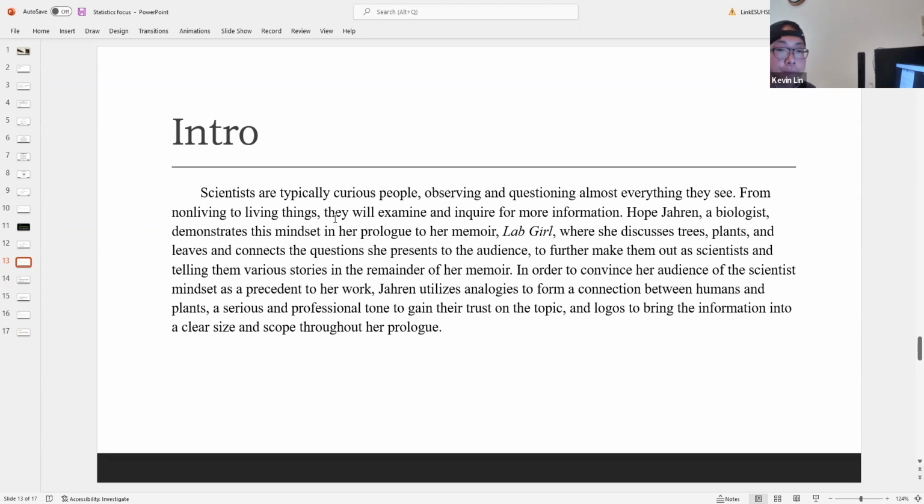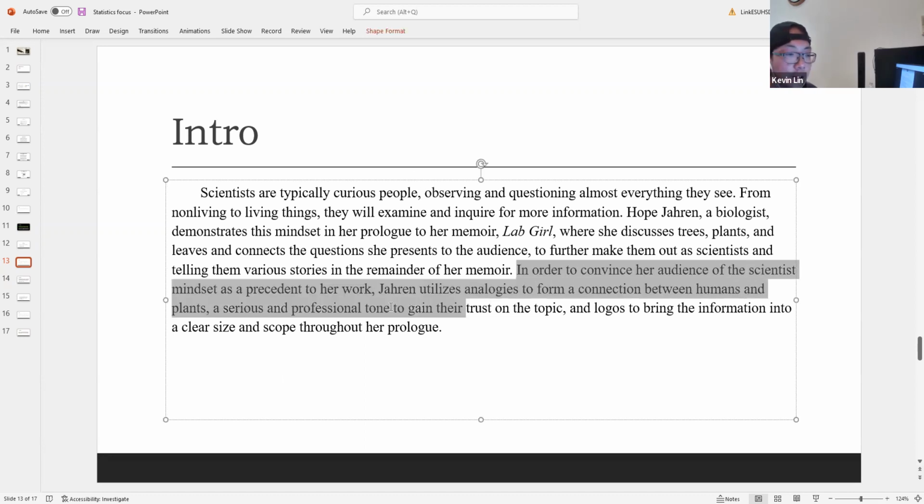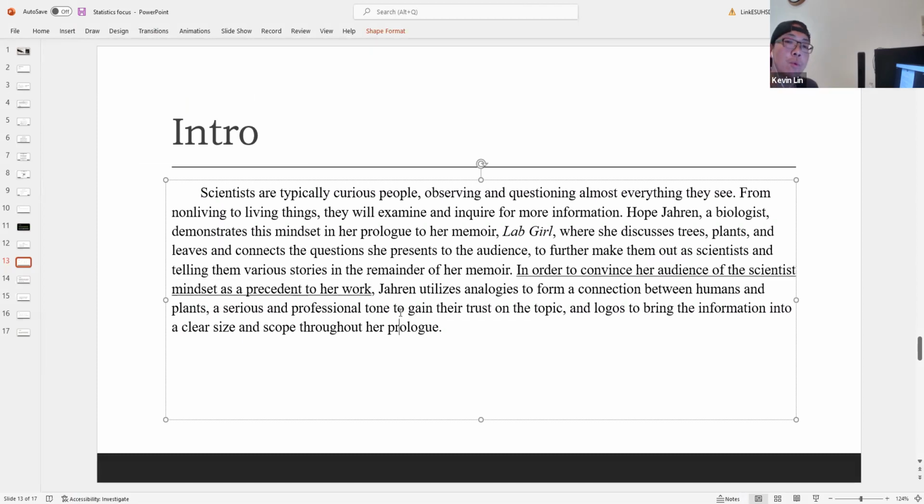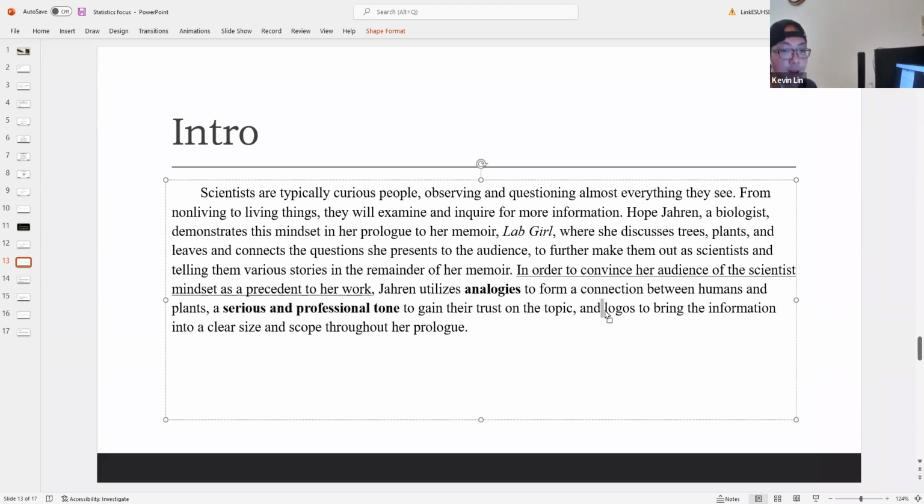So in this case, she's convincing her audience of scientific mindset. So this is something she's going to emphasize, right? That, for all her work, it's about the scientific process. So let me put a little bit of underline here. This is kind of the purpose, right? Okay, well, for rhetorical analysis, she has the purpose down. How's she doing that? Analogies, check, I got one. Okay, I got serious professional tone, I got two. And logos, I got three.